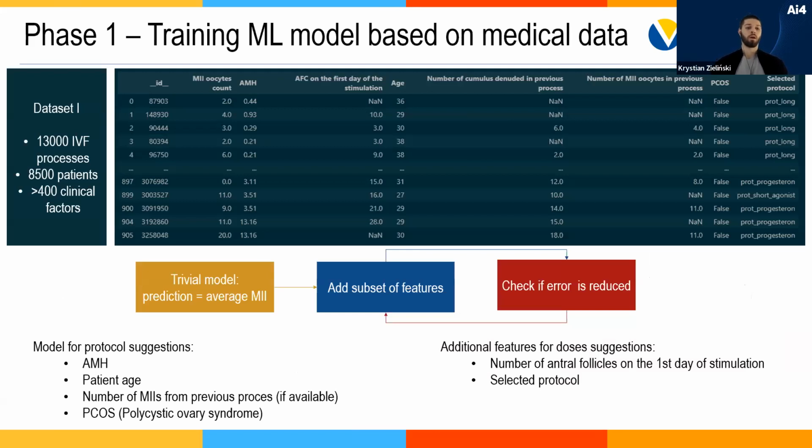So our first approach was to use our data that we collected at INVICTA, which is over 13,000 IVF processes for 8.5 thousand patients, to build a model that would predict the amount of M2s for a given patient, for a given stimulation. So for that, we had over 400 clinical factors that we had to choose from, the proper indicators for M2 number. So this is a snip of our data set that we had.